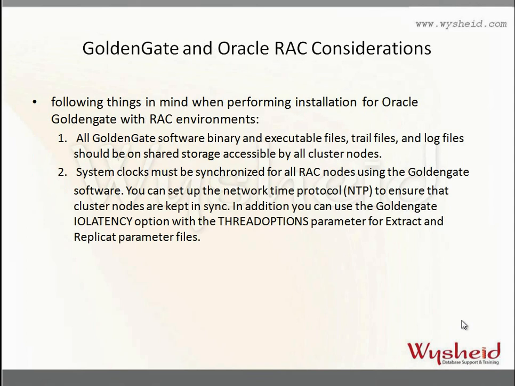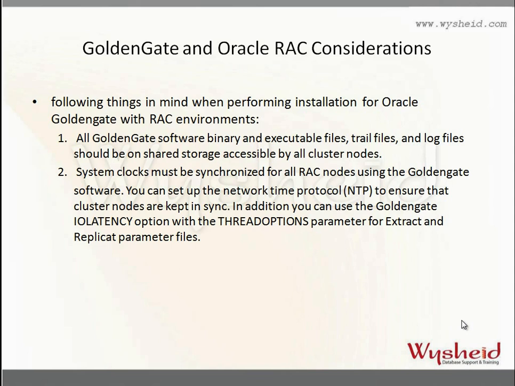Now, Golden Gate and the Oracle RAC requirement. There are 2 points to be considered here. One is that the location at which we are going to install Golden Gate, the Golden Gate home directory, should be on a clustered file system and it should be accessed by both the nodes. Second, the system clocks on both the nodes of the cluster should be synchronized. You can use either the CTSS time protocol or the NTP protocol to obtain the same.